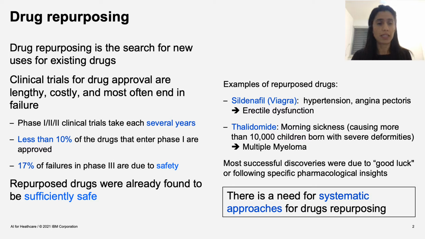So 40 years after this tragedy, the drug was repurposed for treating multiple myeloma, which is a type of blood cancer. So there are successful discoveries in drug repurposing, but many of them were due to good luck or following specific pharmacological insight. So clearly there is a need for a systematic approach for drug repurposing.